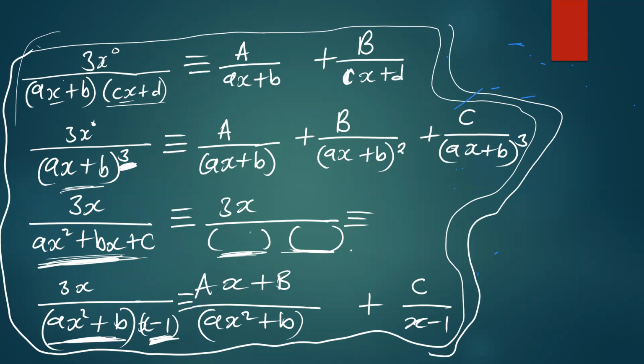But what if the power of the numerator is greater than the power of the denominator? What do you do with such a situation? That is also simple and straightforward. Let me just use numbers there. So you have something like this.